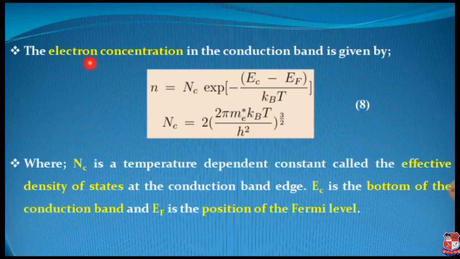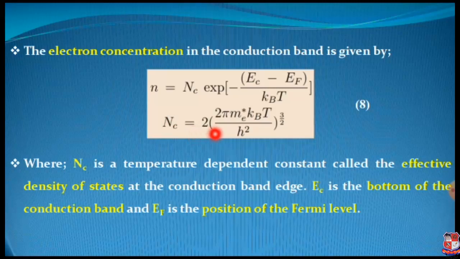The electron concentration in the conduction band is given by, now this equation 8 is very important, which gives you the actual number of electrons in your semiconductor material. So what are the things you need? n is equal to Nc exponential of minus (Ec minus Ef) upon kBT, where Nc will be discussed later on. Ec is the energy of the conduction band, Ef is your Fermi energy, kB is the Boltzmann constant, and T is the absolute temperature in Kelvin.